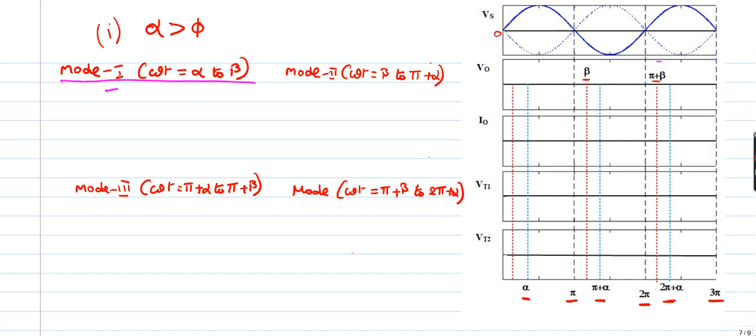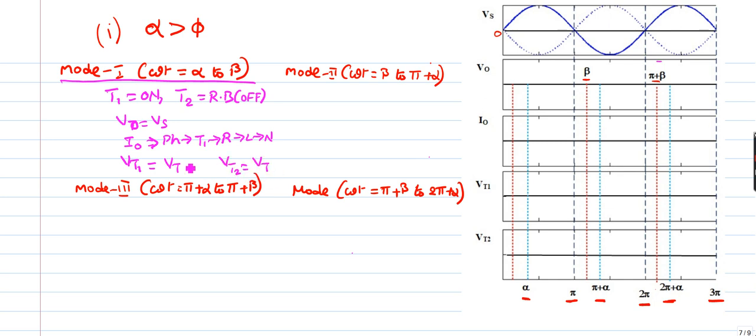At alpha, a triggering pulse will be given to T1, it goes to on state. T2 will be in reverse blocking, that is off state. Then V0 is equal to Vs. I0 flows from phase, T1, resistance, inductance and neutral. This is the current path for the output current. Then Vt1, thyristor 1 voltage, will be the on state voltage drop. Similarly, thyristor 2 voltage also will be the on state voltage drop. This will be positive and this will be negative.